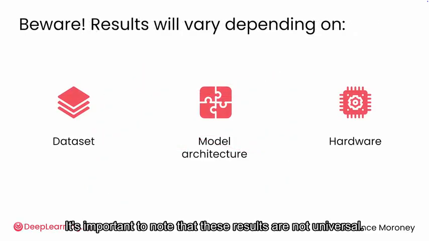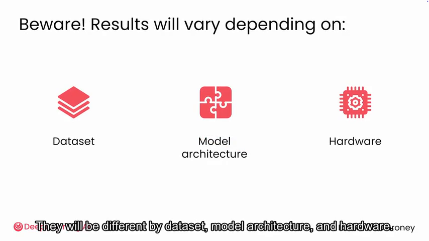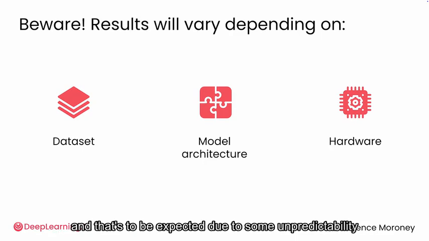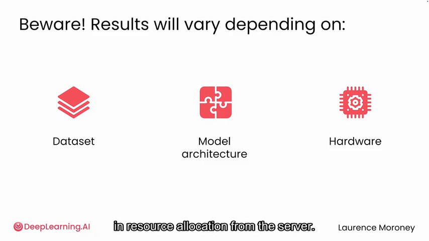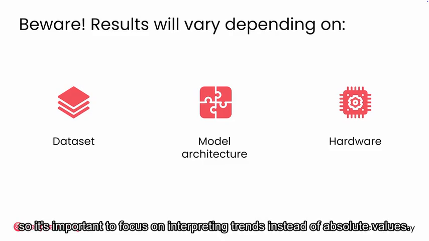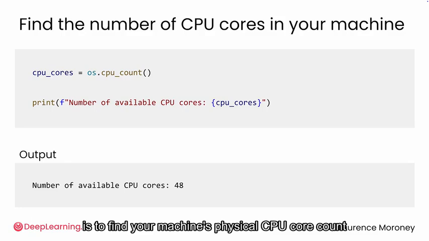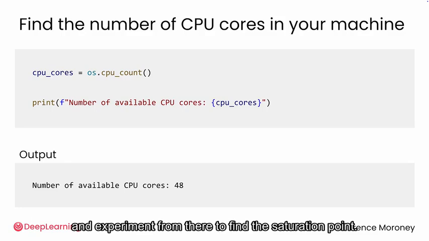It's important to note that these results are not universal. They will be different by dataset, model architecture, and hardware. Performance may also fluctuate with every run on this online platform, and that's to be expected due to some unpredictability in resource allocation from the server. These variations are normal, so it's important to focus on interpreting trends instead of absolute values. As a rule of thumb, a good starting point for the number of workers is to find your machine's physical CPU core count and experiment from there to find the saturation point.